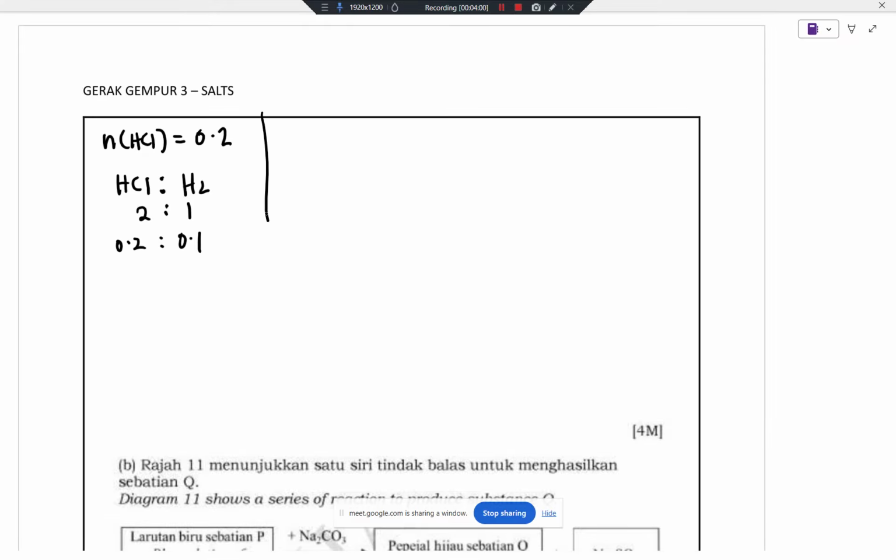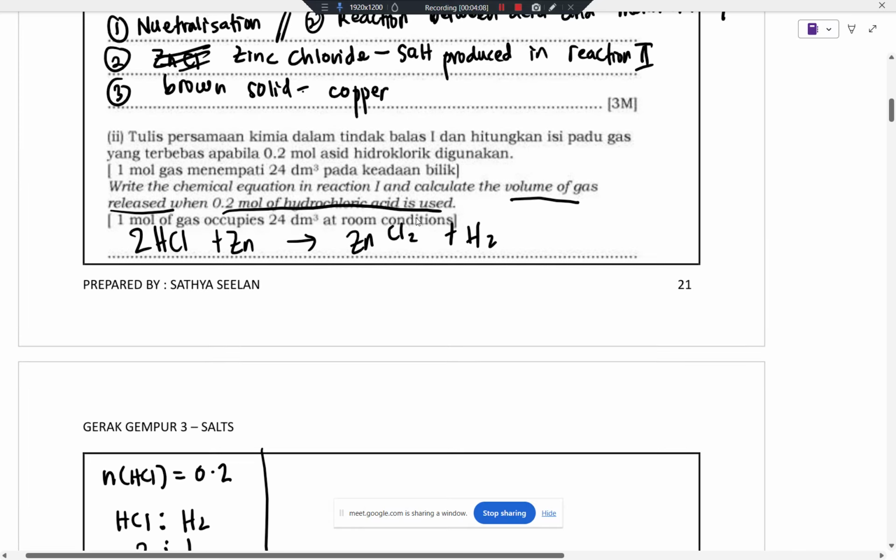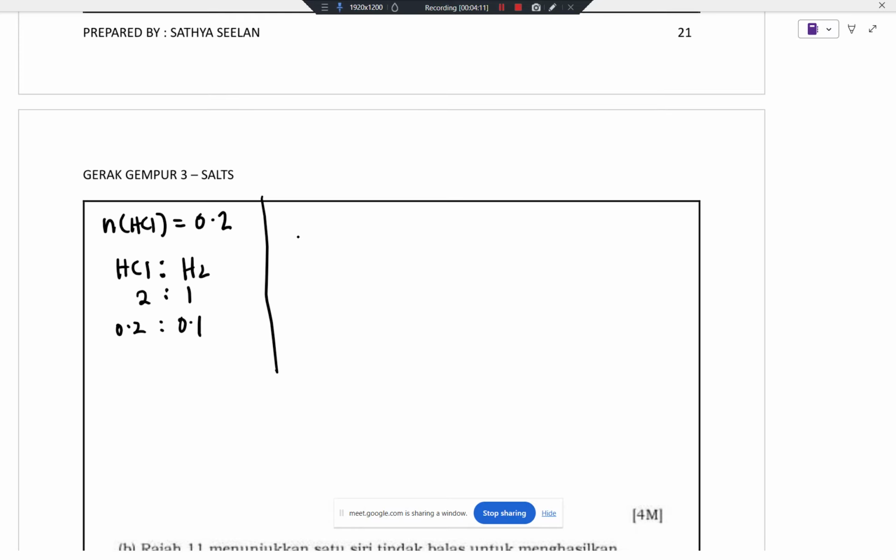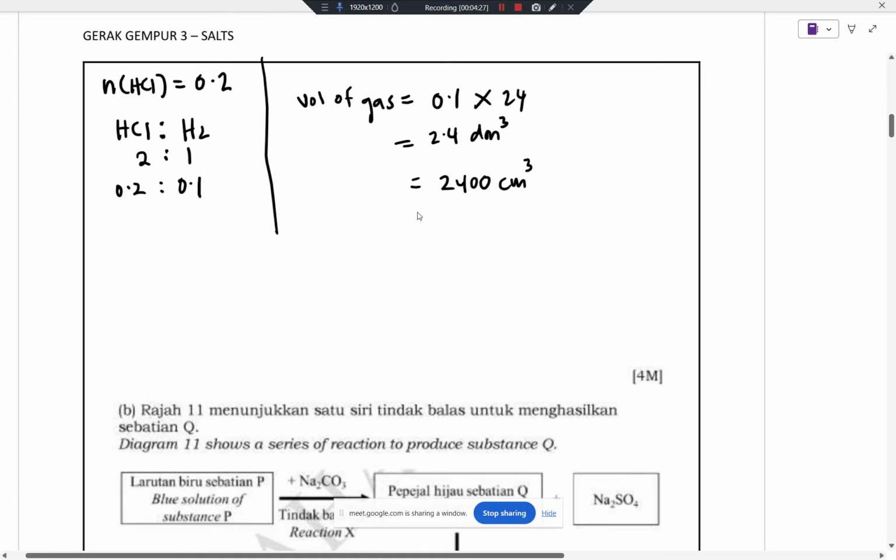And then we need to calculate the volume of gas. So volume of gas, take the mole, 0.1 times 24. So you should be getting 2.4 dm3. If you want to represent your answer in cm3, times 1000, 2400 cm3.